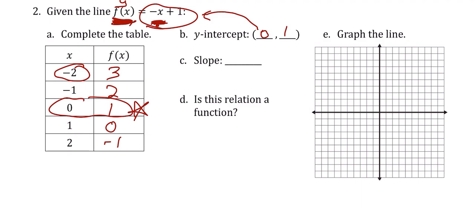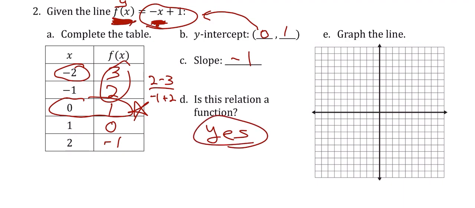What is our slope? Well, let's take any 2 points here. I'm going to just take the first 2. So I'm going to do 2 minus 3, using these 2 points, over -1 minus -2, which becomes +2... sorry, +1. So the slope of this is going to be -1 over 1, which gives us a slope of -1. Okay, so now we have our y-intercept and we have our slope.